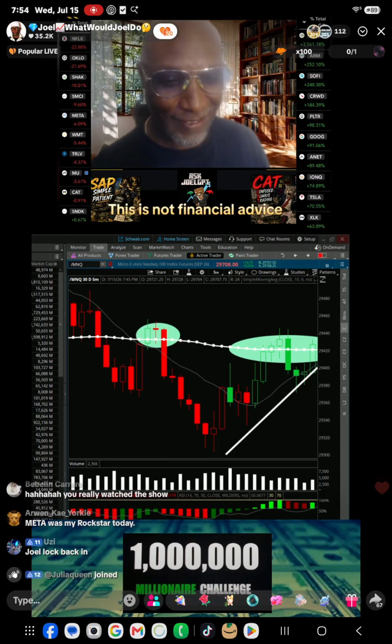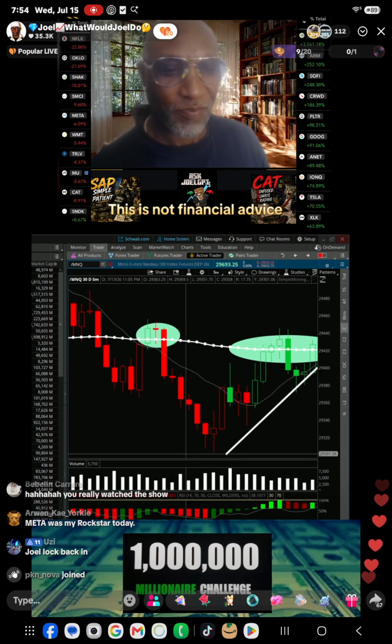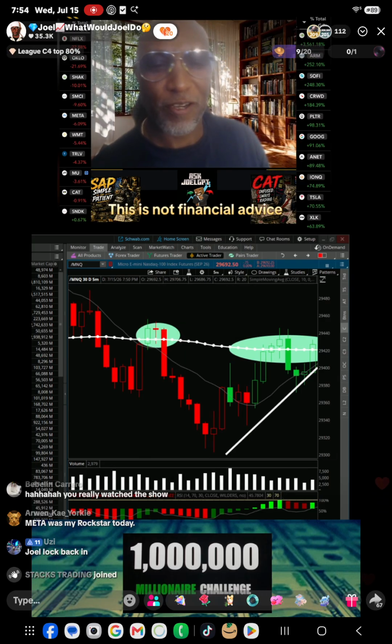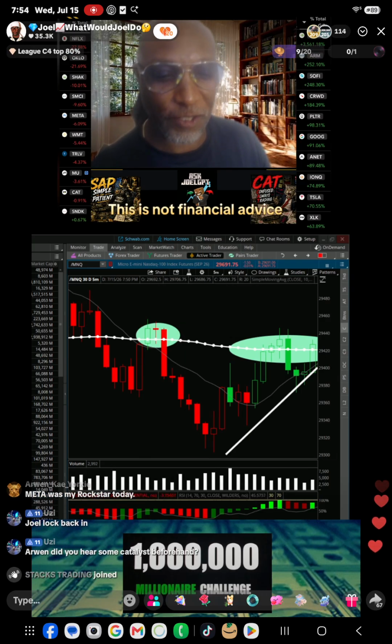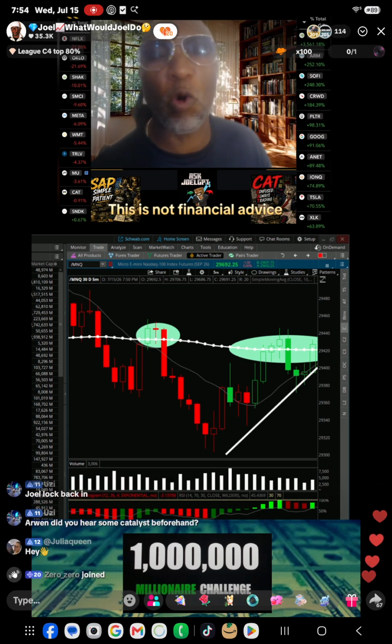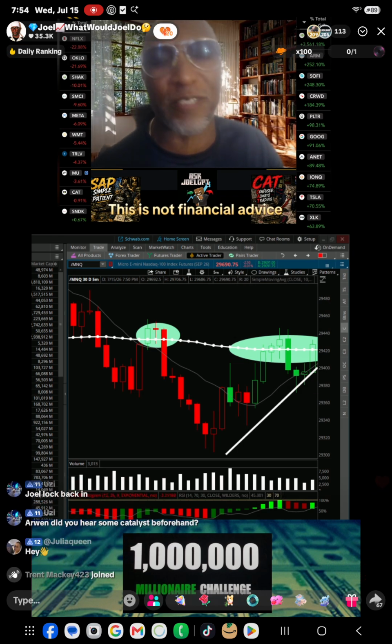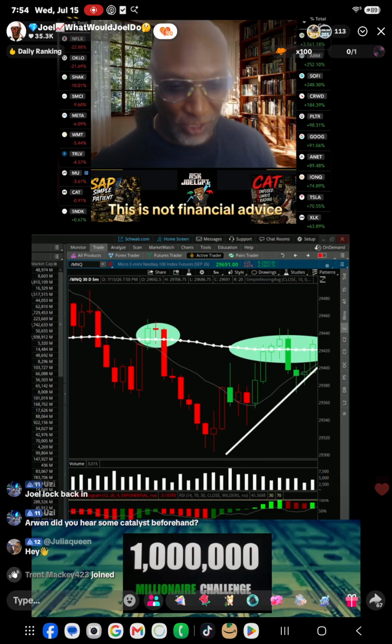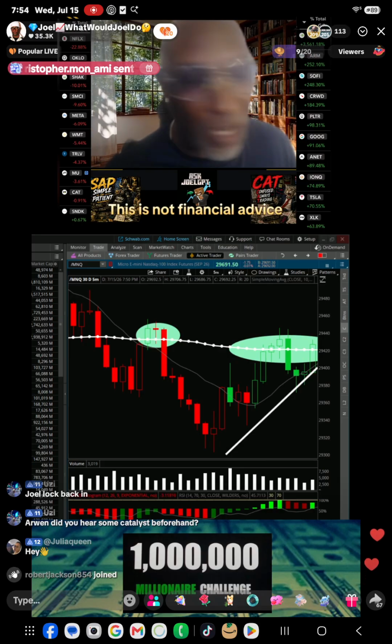Explore. Anyway, y'all need to explore these charts. If I hear the word explore one more time, if one person says exploration, y'all should be talking about expiration for these options. Let's look at the Millionaire Challenge trade of the day.